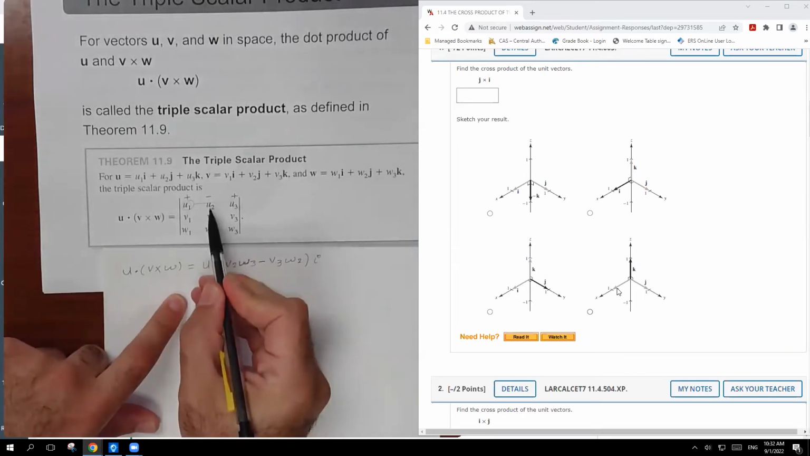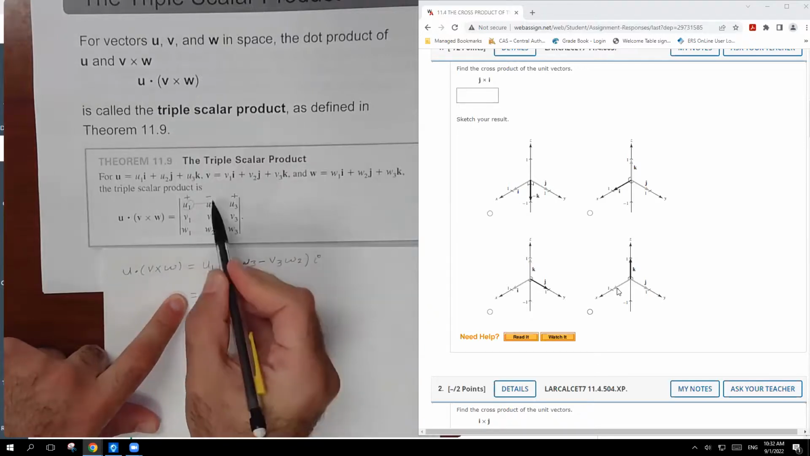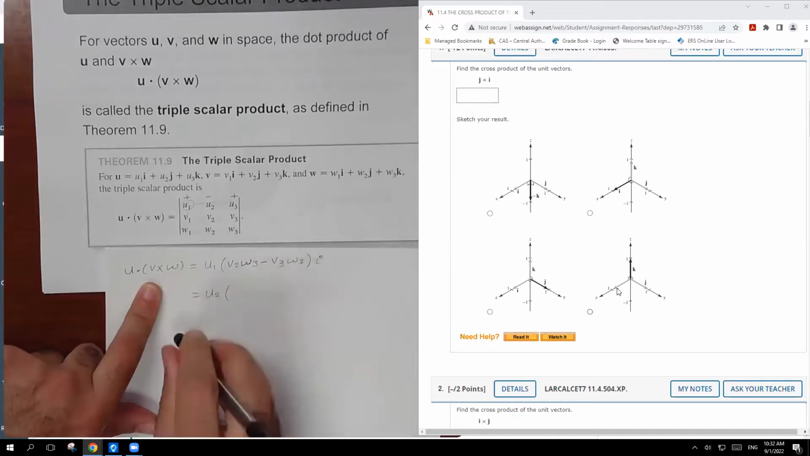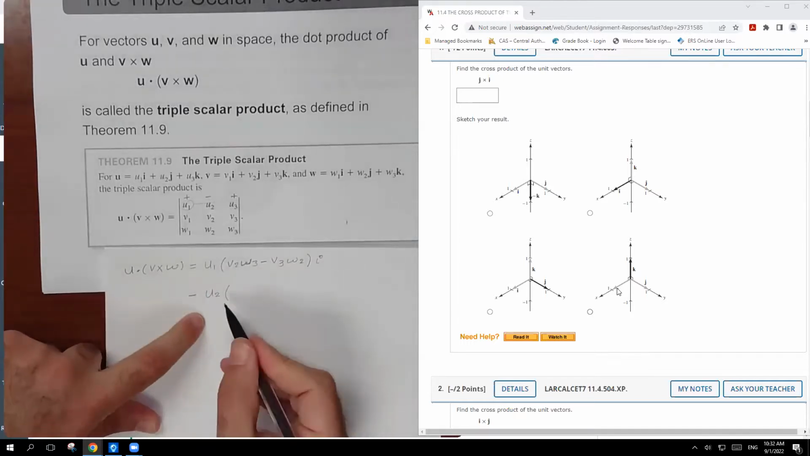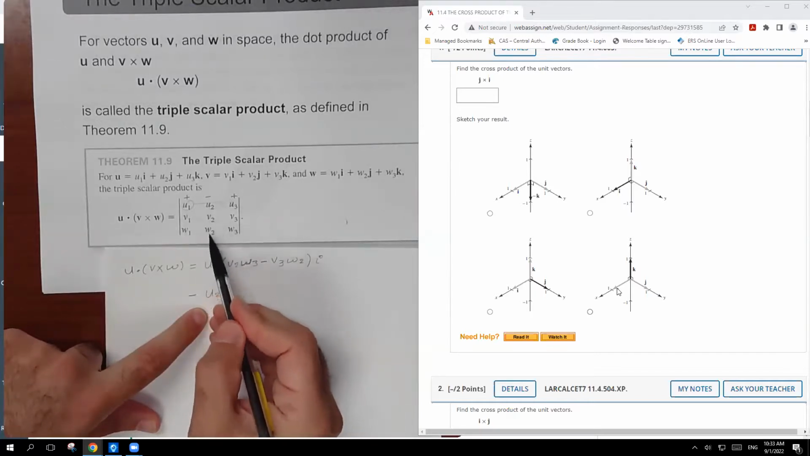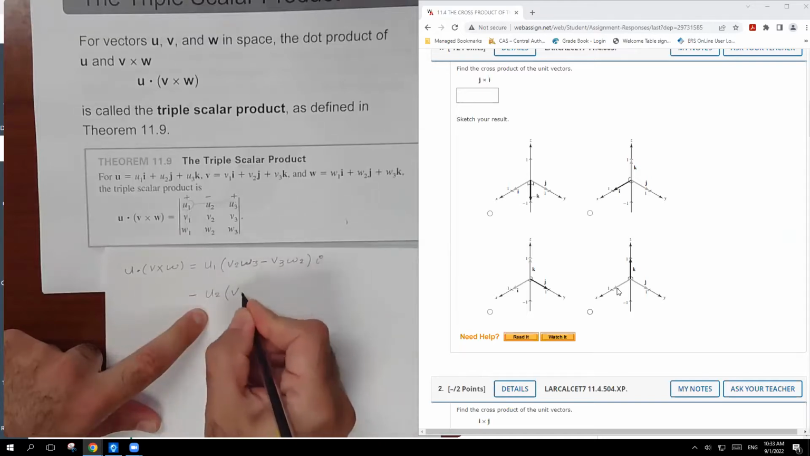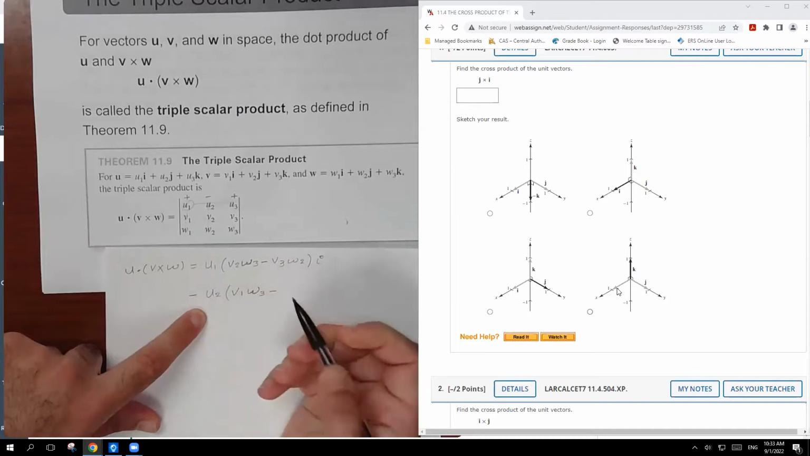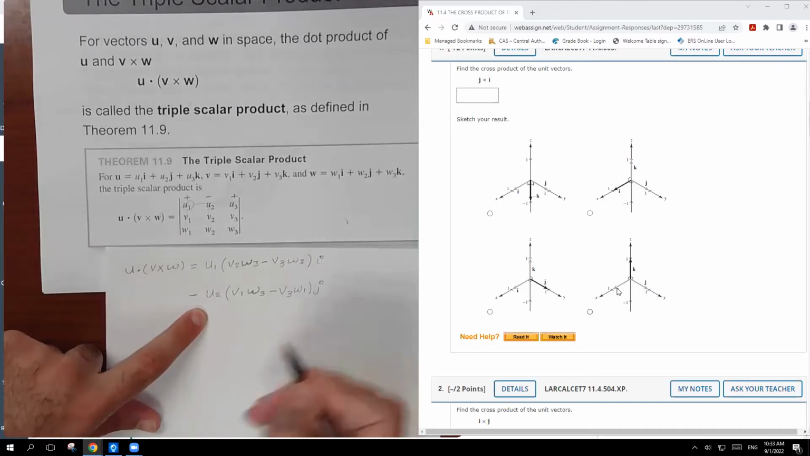With the J it's going to be U2. Then I'm going to cancel, and don't forget it's a negative. It's a minus. This is for the J, so it's the second one, U2. I'm going to cancel this one and this one. So it's going to be V1 times W3 minus V3 times W1. This is for the J.